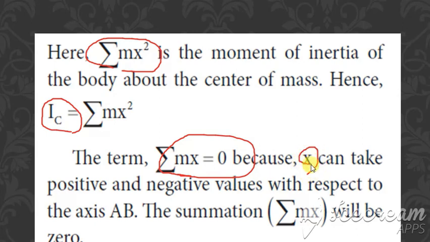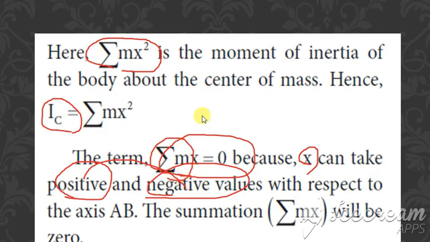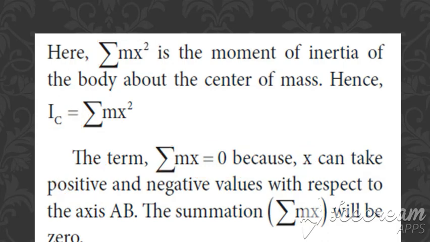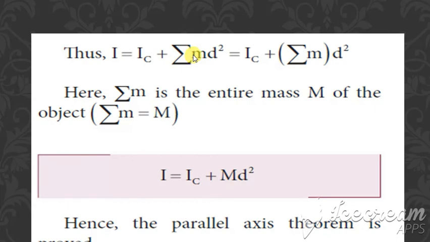Because x can take both positive as well as negative values. When there are positive and negative values, some are plus and some are minus, so when we add all of them, it becomes 0. So the summation will be 0. That is the second condition, summation mx is 0. Then the next one is summation m, which is equal to capital M.